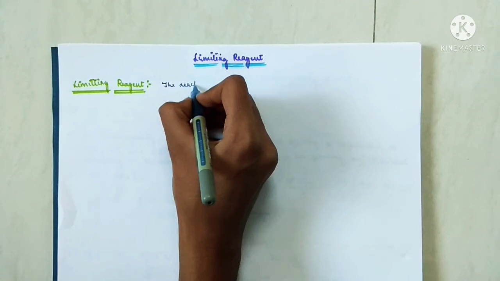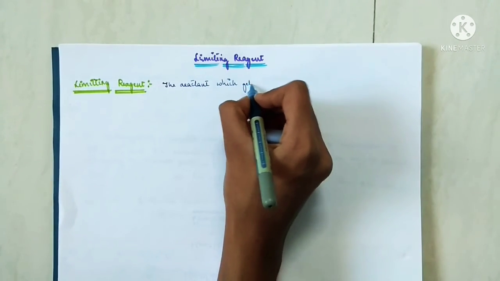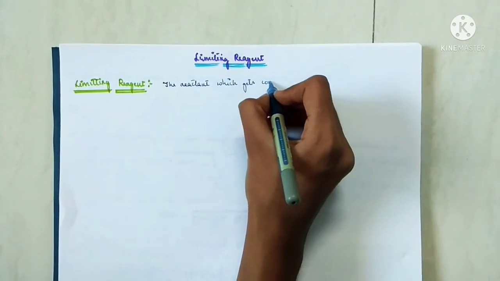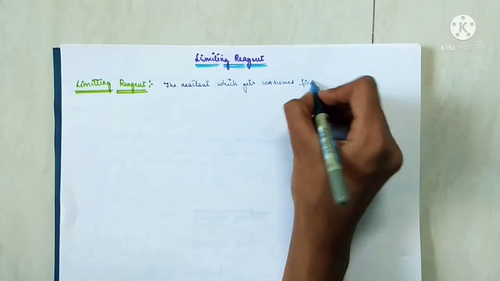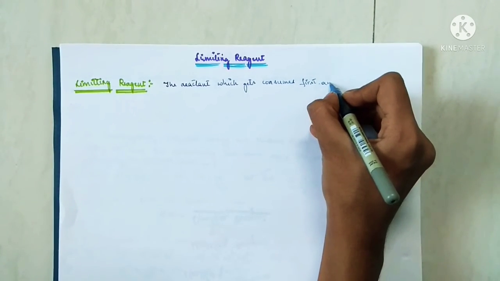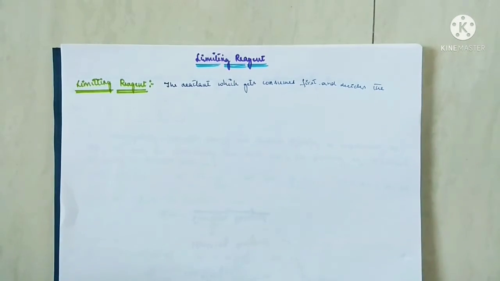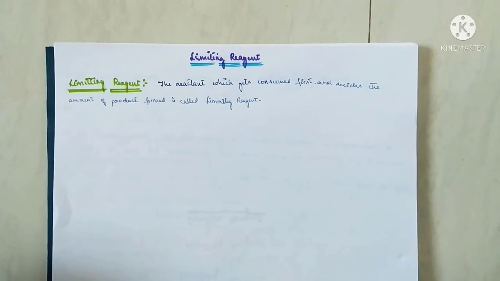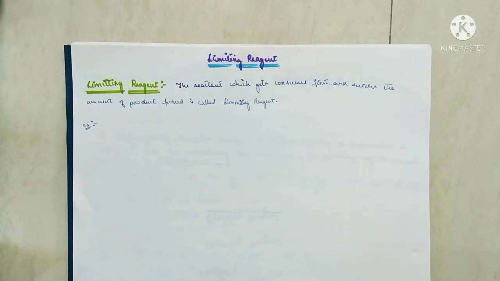The reactant which gets consumed first and decides the amount of product formed is called the limiting reagent. Now let us learn the trick to solve limiting reagent problems. I will take just one example.